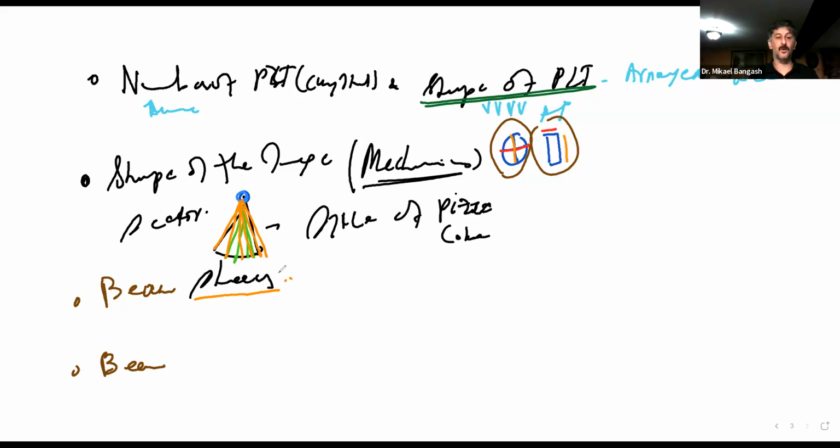So how is that going to be happening? Or we can say mainly one of the mechanisms by which the image gets the shape that it gets is due to the steering of the beam. The way that the beam is being steered.